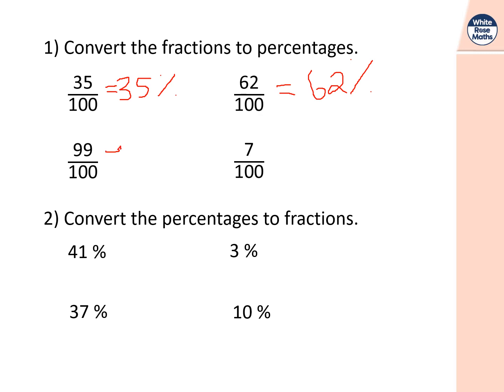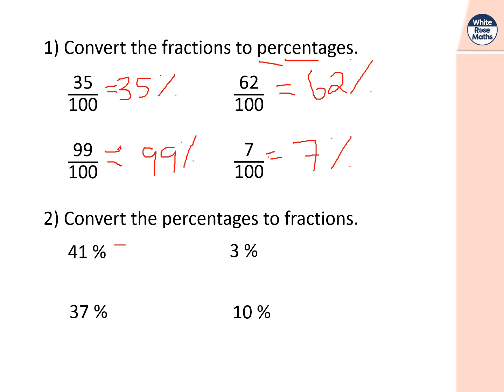The next one, 99 out of 100, that'll be equal to 99%, because the word percent or percentage means out of 100, it means per 100. The per means division, and then the cent means out of 100. Think of cent as in century, centurion. It all has to do with the number 100, 100 years, etc. 7 out of 100, or 7/100ths, is equal to 7%.